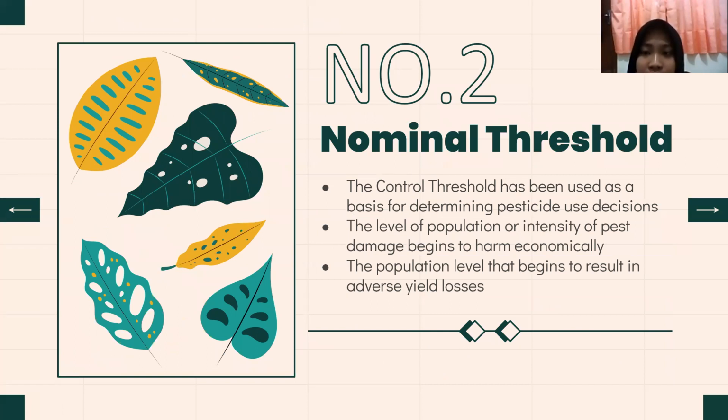Number 2, nominal threshold. The important thing about this threshold is, first, the control threshold has been used as a basis for determining the decision to use pesticides. But the determination of the control threshold is based on the experience of farmers, researchers, or officials from the Department of Agriculture or Plantation.